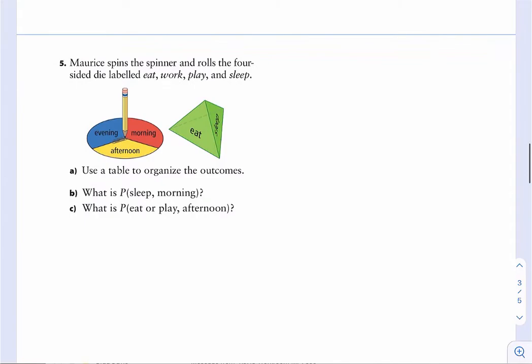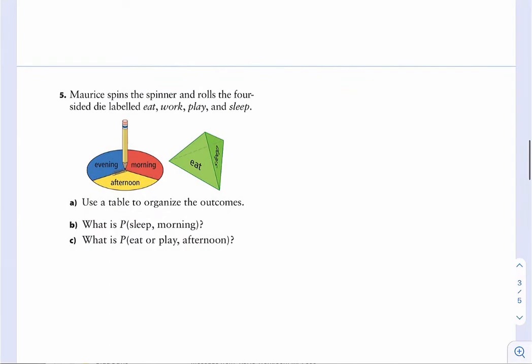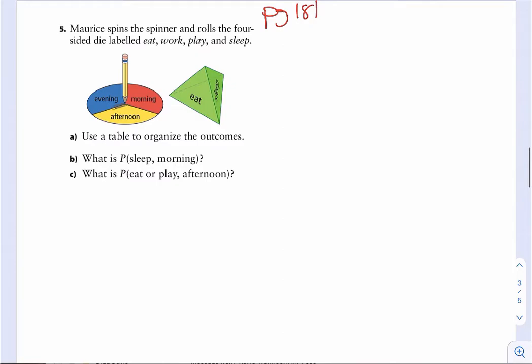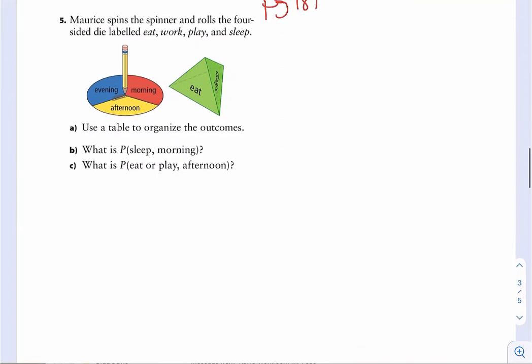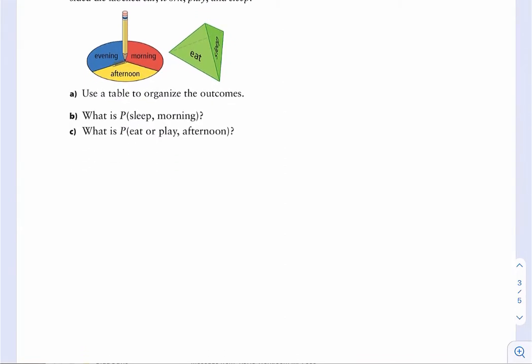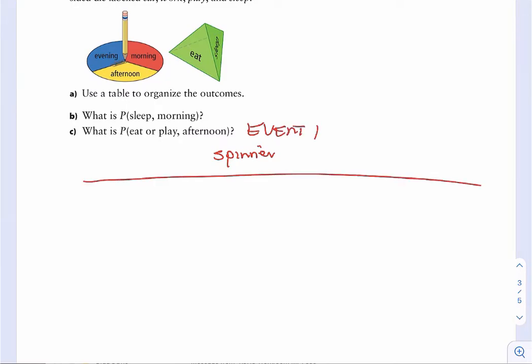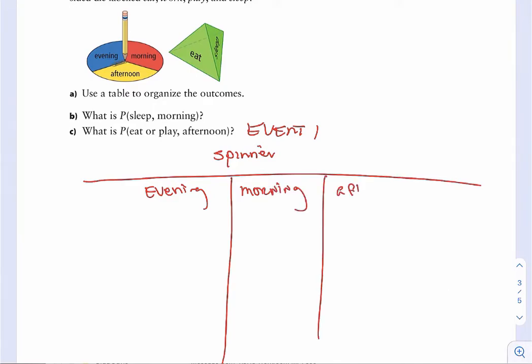Okay. Those ones are fairly basic, fairly easy. We're going to step it up a little bit here. Okay, number 5, and these ones are on page 381, I believe. Murray spins a spinner and rolls a 4-sided die. Once again, they want a table. Holy, the tables. Okay, so we're going to do spinner is event 1. And on the spinner we have evening, we have morning, and we have afternoon.